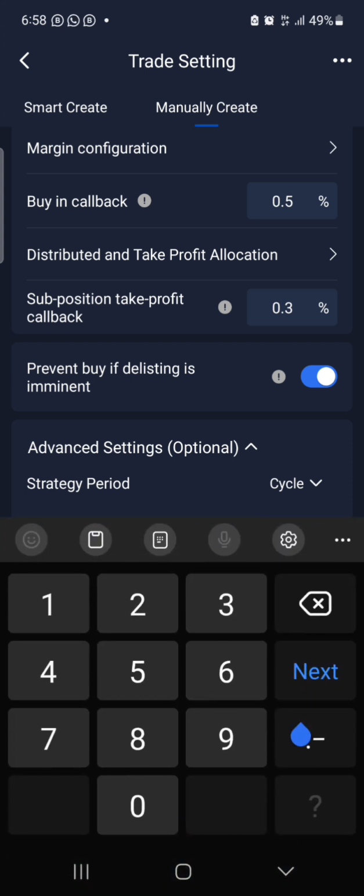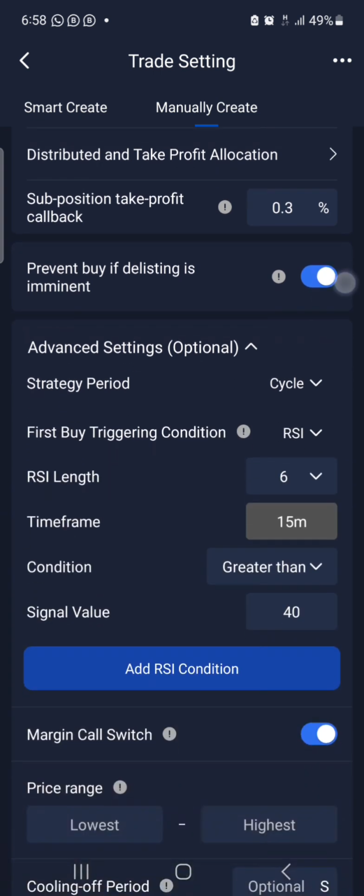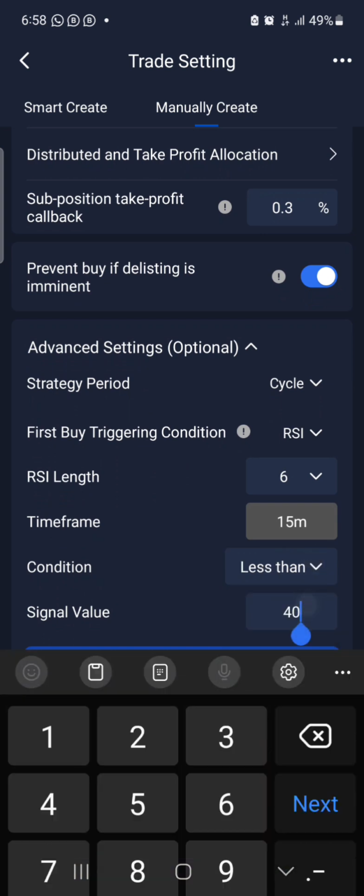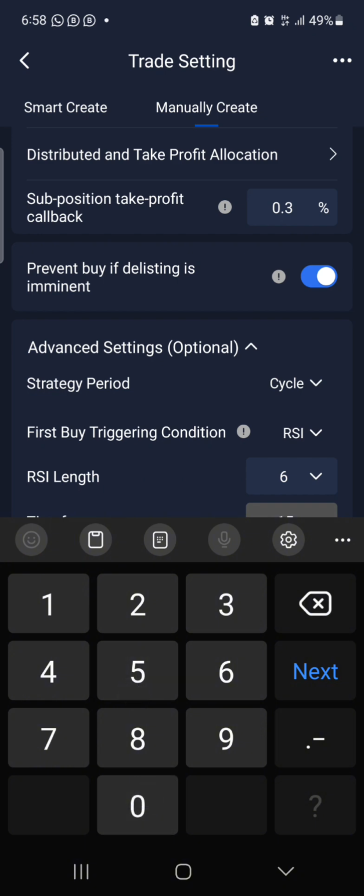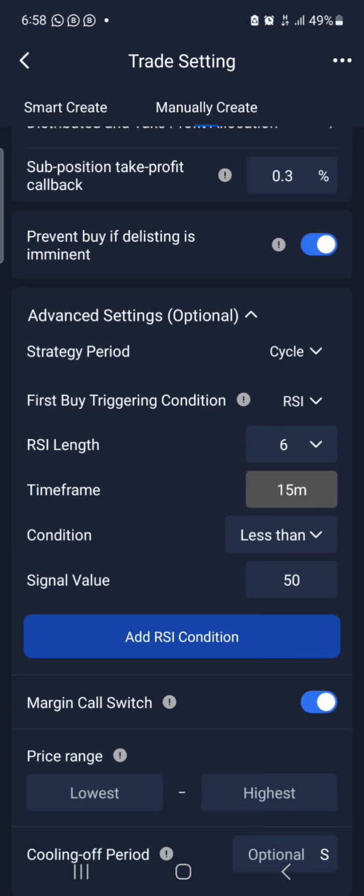I can even go ahead and compute and say, me, I want to buy when it is greater than maybe 40. Yeah, 40. If it is greater than 40, buy. Or I can say less than, and I say it is less than 50. I want you to buy if it is less than 50. That means any point below 50, the robot can buy.